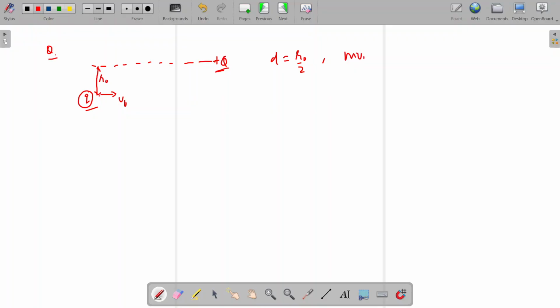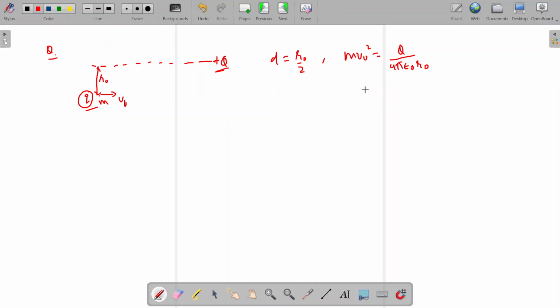We are given that m v naught square, that is twice the kinetic energy of the charge, is equal to q divided by 4 pi epsilon naught divided by r naught.